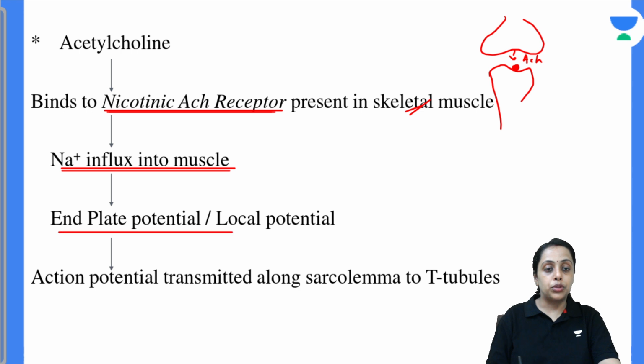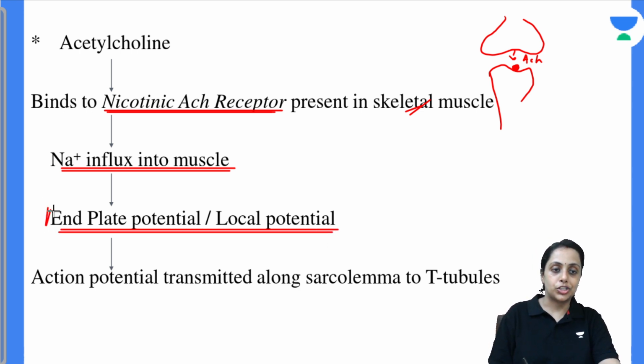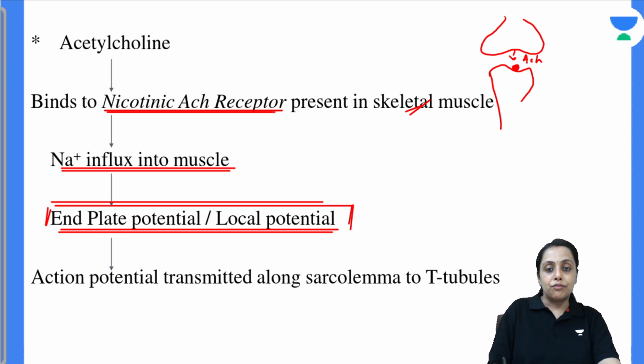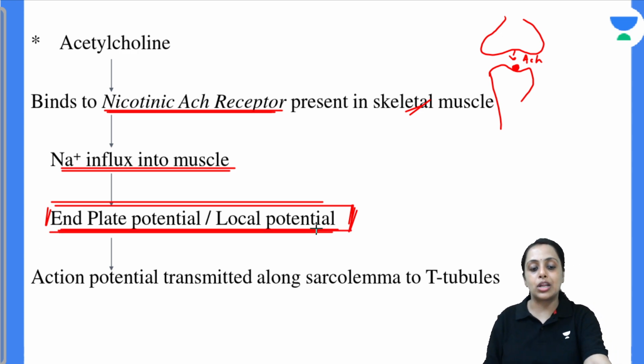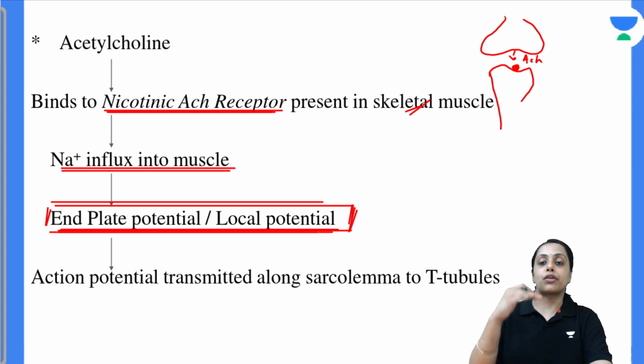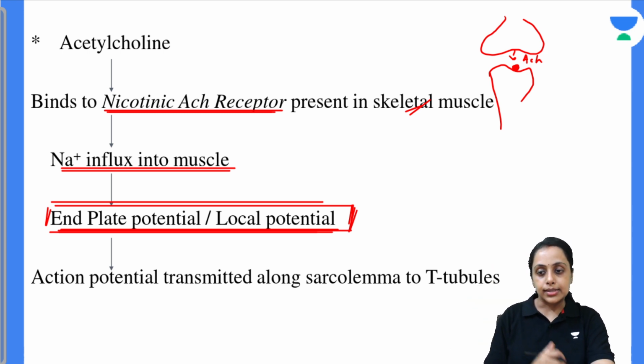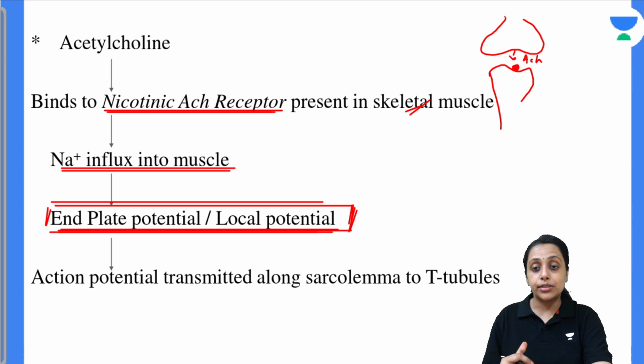And this leads to the rise of our end plate potential or the local potential. Do remember this. This is very important. Due to influx of the sodium ion, the potential developed at the muscular end is known as end plate potential or the local potential. And this potential from the sarcolemma is going to reach to the T-tubule. Is this clear? Any doubts so far? Okay, it's understandable, right?